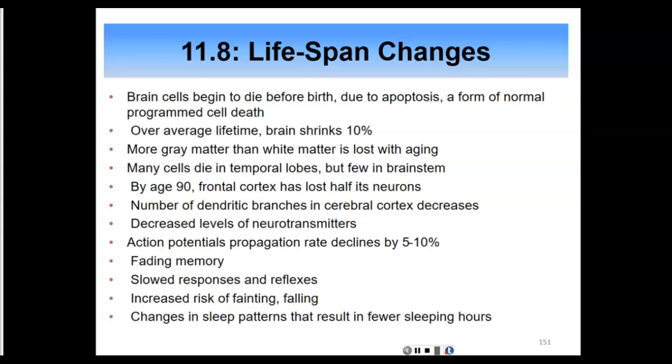This is not the fun part of the chapter, because we always talk about what goes wrong as you age. All right, that is chapter 11. That was your biggest nervous system chapter, and we covered pretty much most of it.